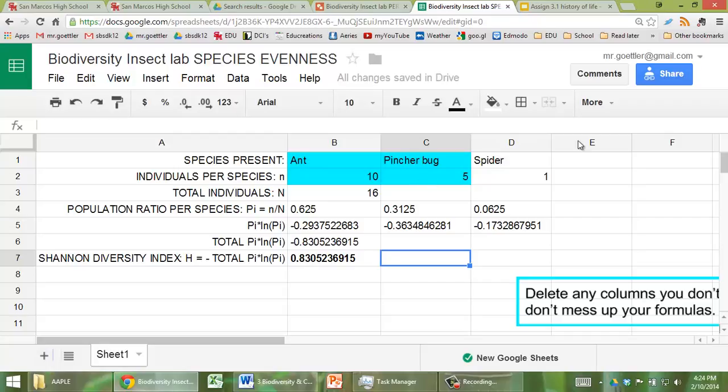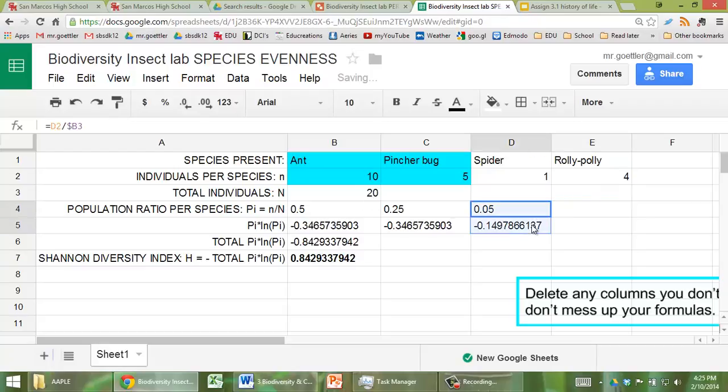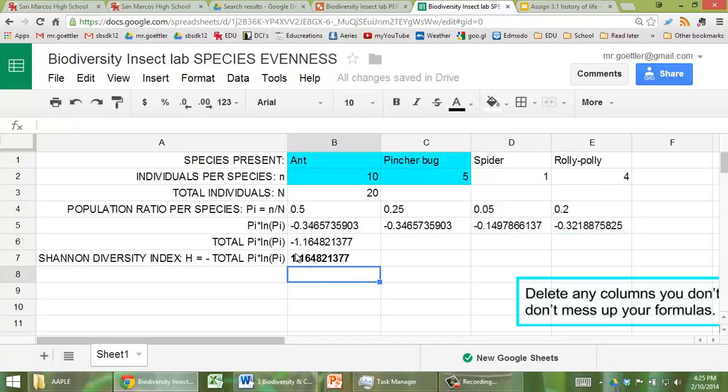And you should see, as we continue to add more species, I'm going to just throw in one more here. Let's say roly-polies. And let's say that we found four roly-polies. Take this, copy and paste it over. Now our Shannon diversity index is around 1.16.